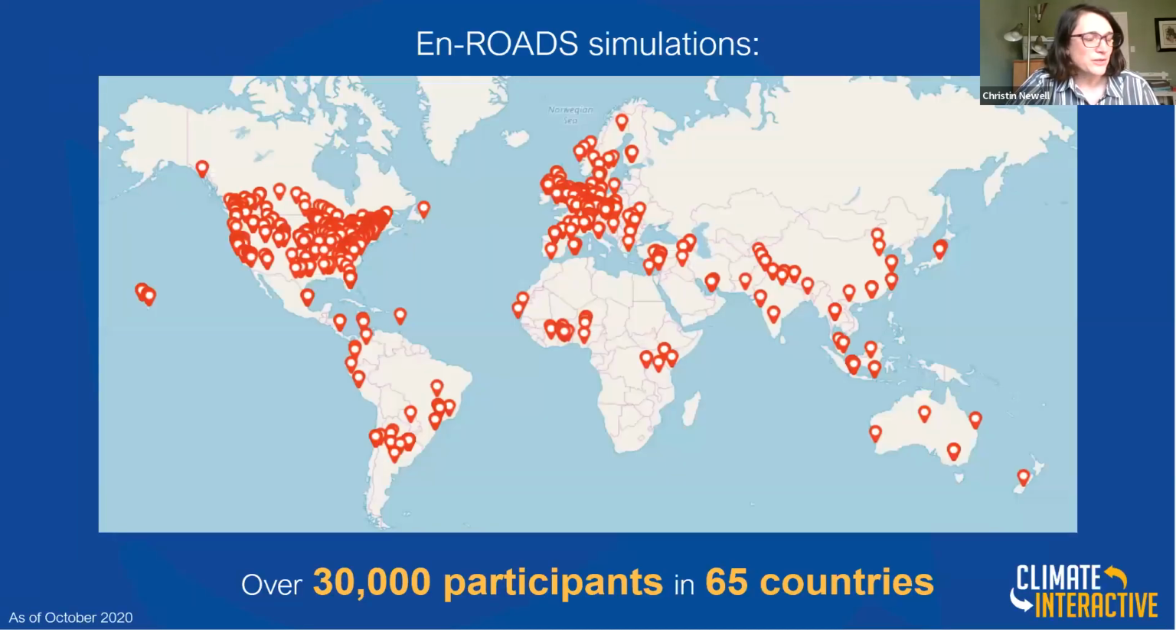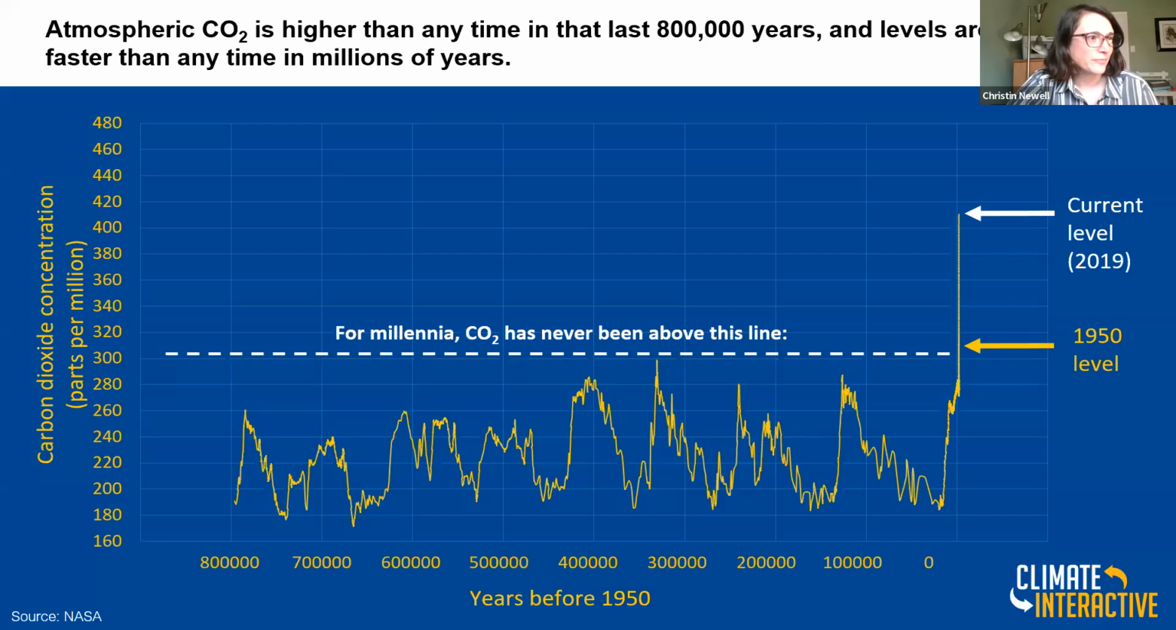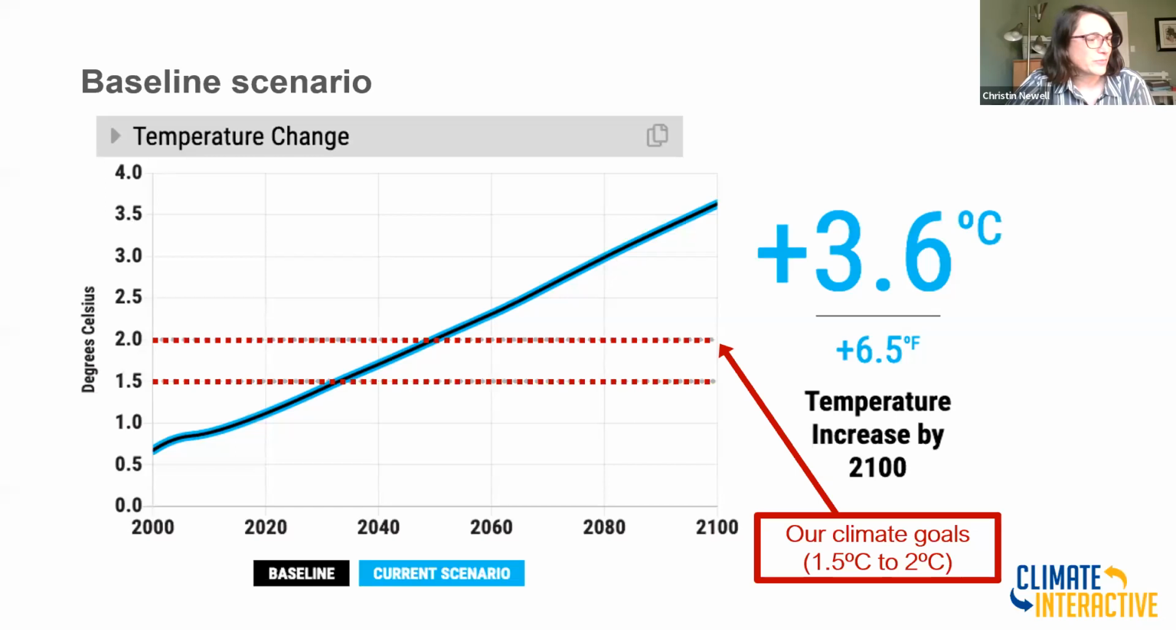The En-ROADS tool has been presented all over the world. Right now we're at 65 countries and 30,000 participants. I'll go through this pretty quickly for this group because everyone's already aware. This is what our CO2 graph looks like. You can tell we're way out of normal. So this is where we are right now.